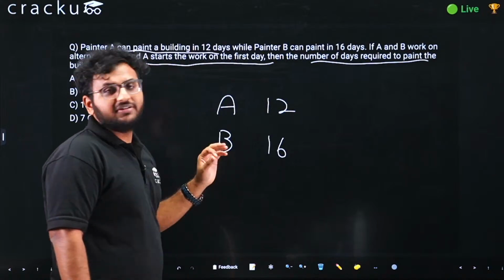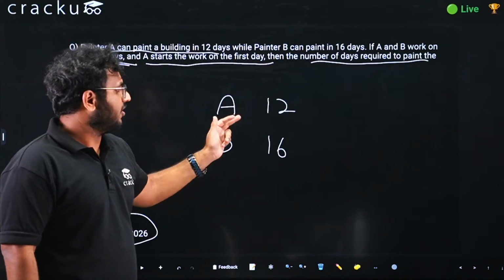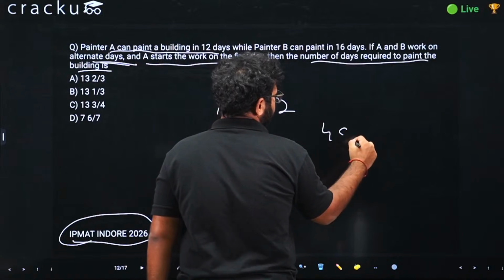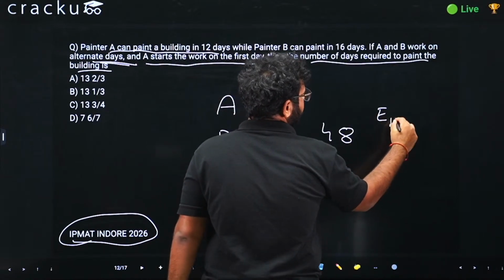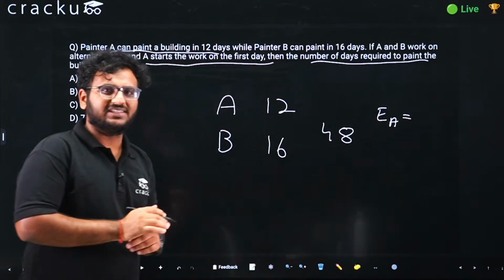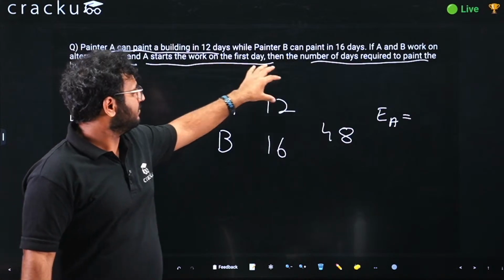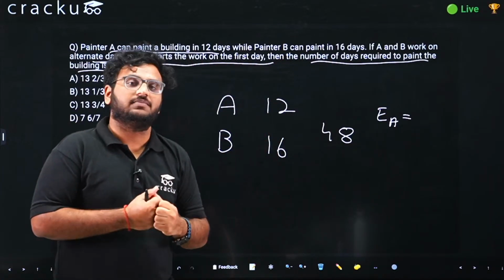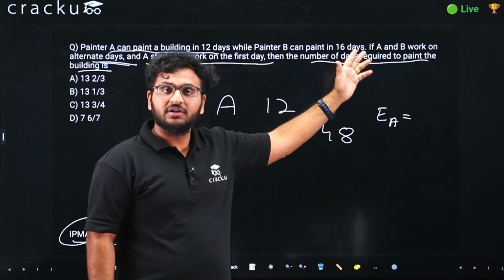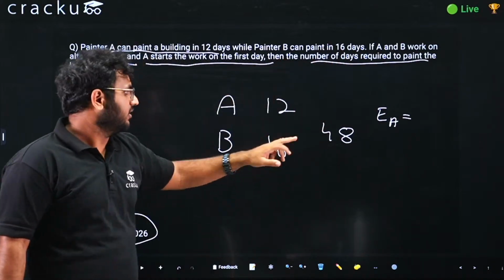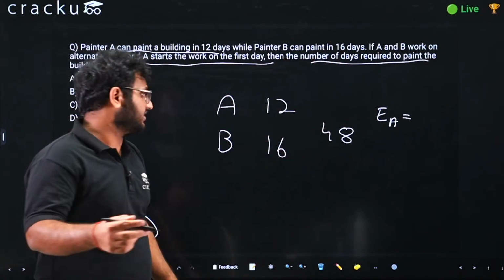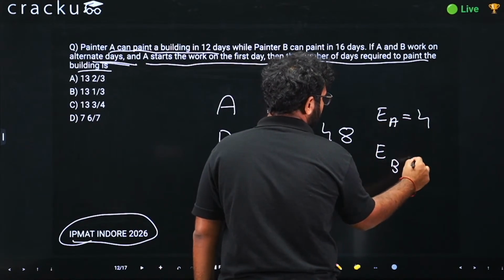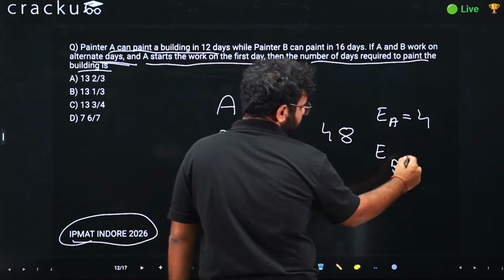First, take the LCM of 16 and 12, which is 48. So the efficiency of A is 48 by 12, which is 4. If you solve many questions, you will understand name, time, work and efficiency, so to save time I won't write those out. And the efficiency of B would be 48 by 16, which is 3.